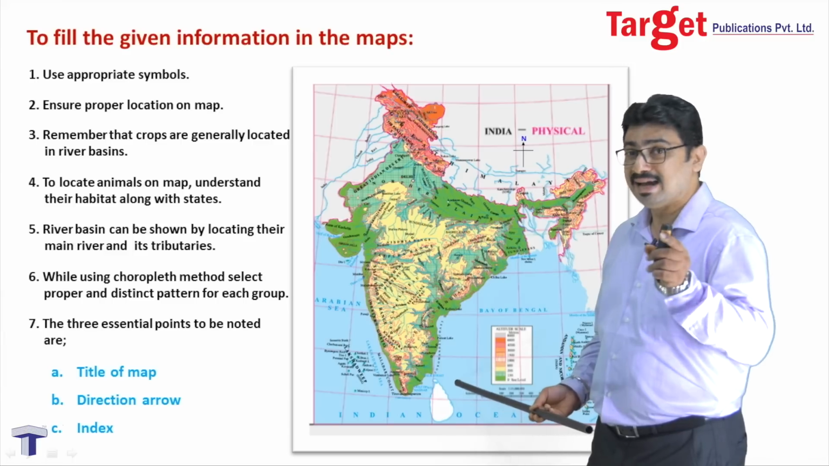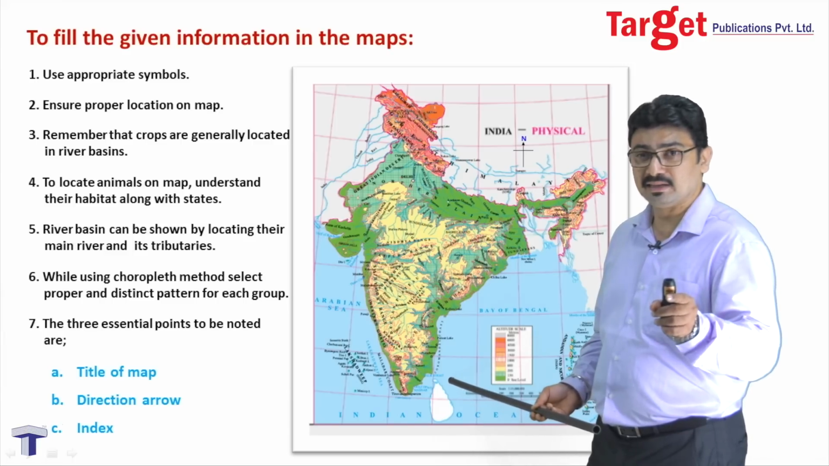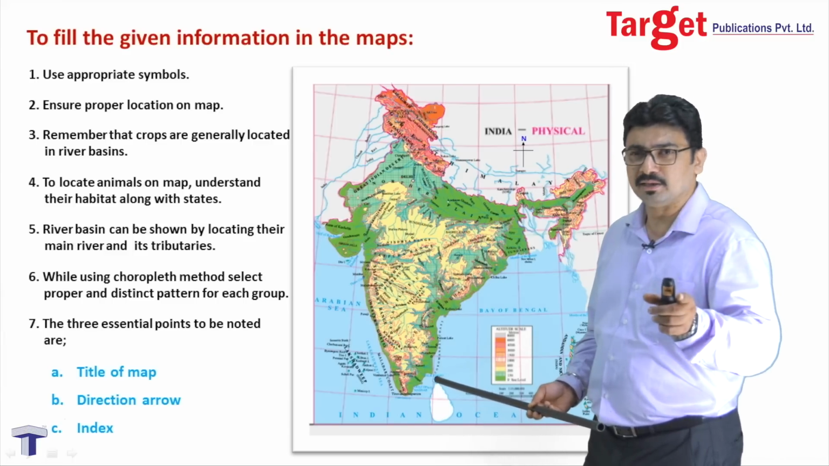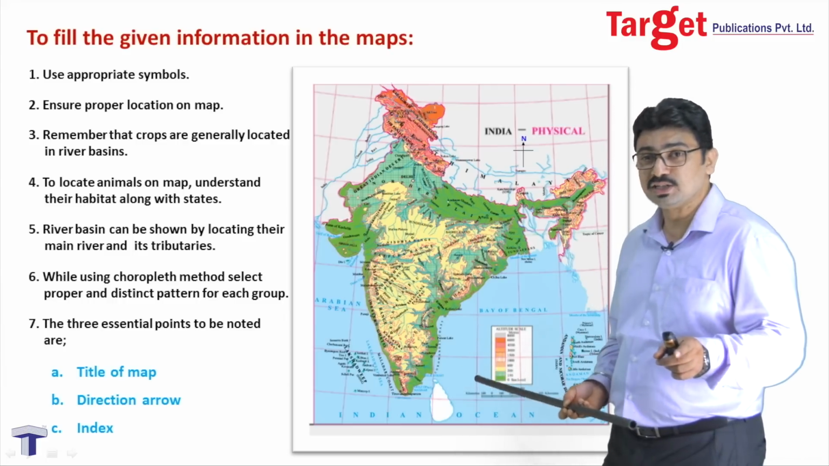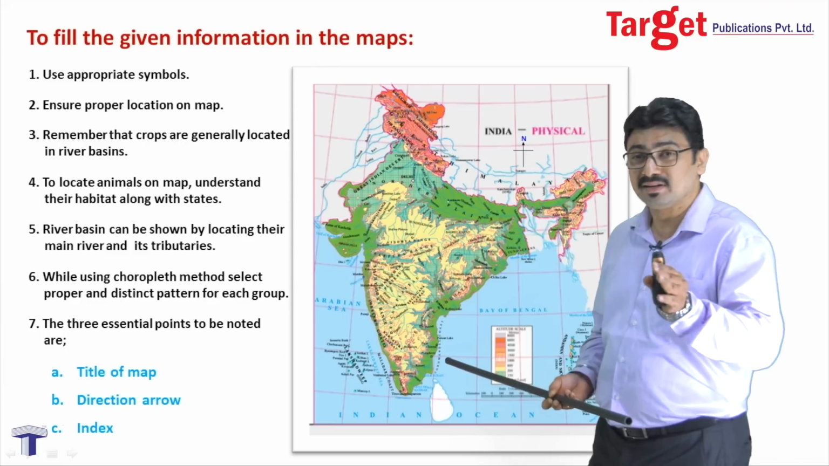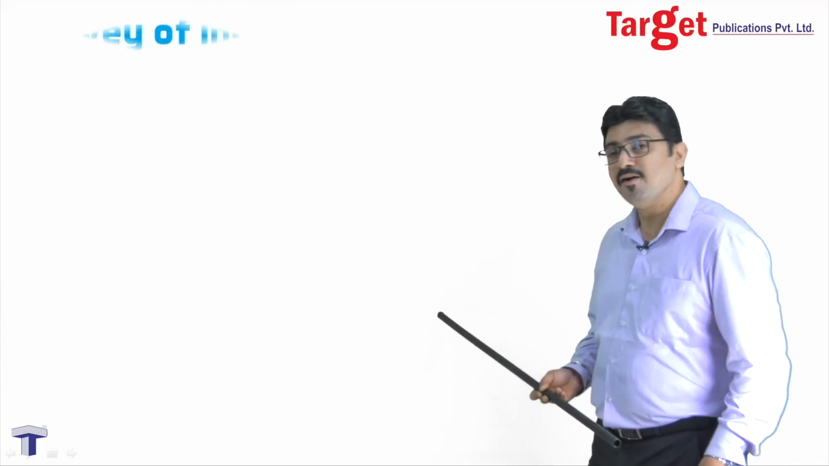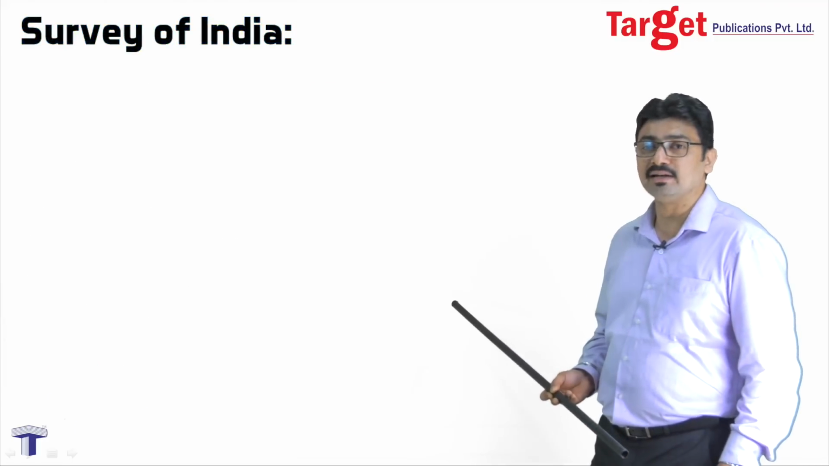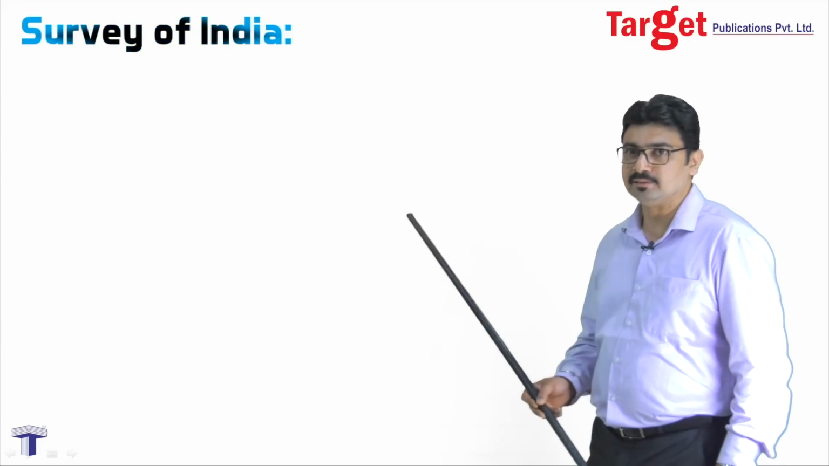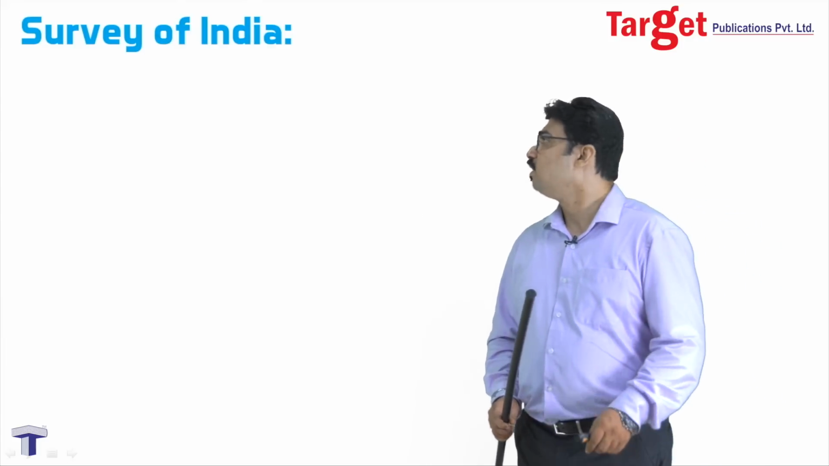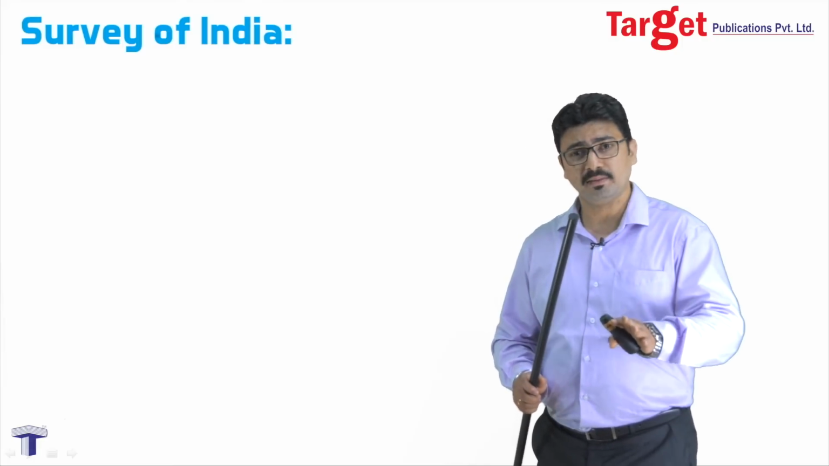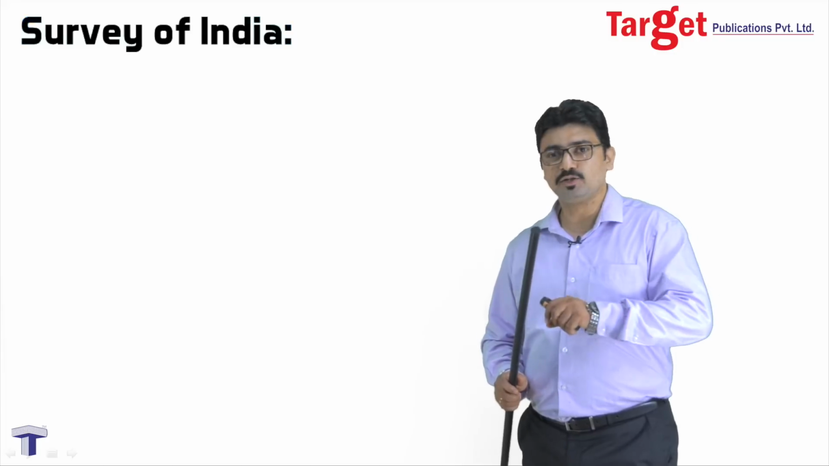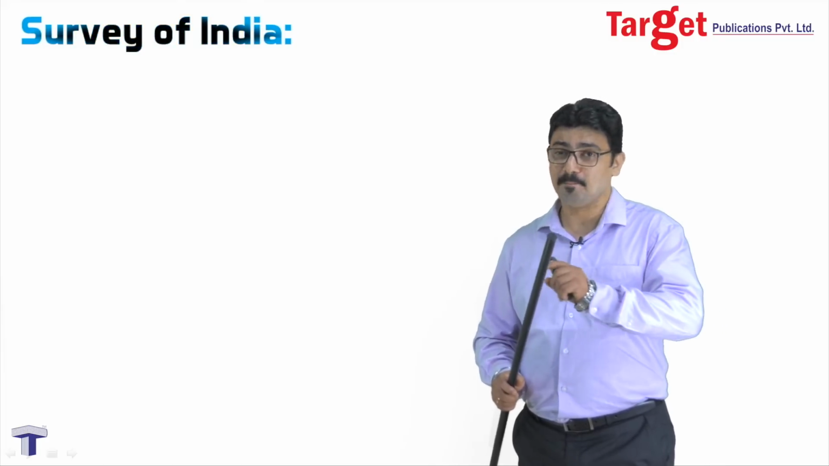Also, if you have categories, if you have used the tinting method or say the choropleth method, you have to mention which color indicates which altitude or which color indicates what density, everything. This information can be included in the index part of it. So friends, with this, we understand what are the various informations required, what are the various points to be remembered, what are the various tricks to be remembered while filling a map.